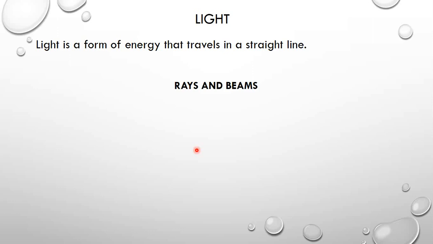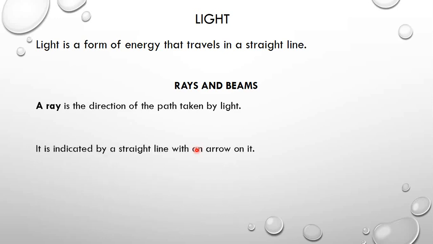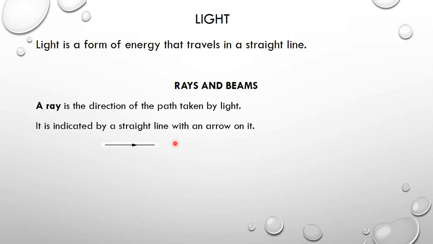A ray is the direction taken by light, and is indicated by a straight line with an arrow on it. So it looks like this, a straight line with an arrow on it. If there is no arrow, then it's just a line, but when you add this arrow, it makes this a ray. So whenever you have a line and an arrow, it makes it a ray.